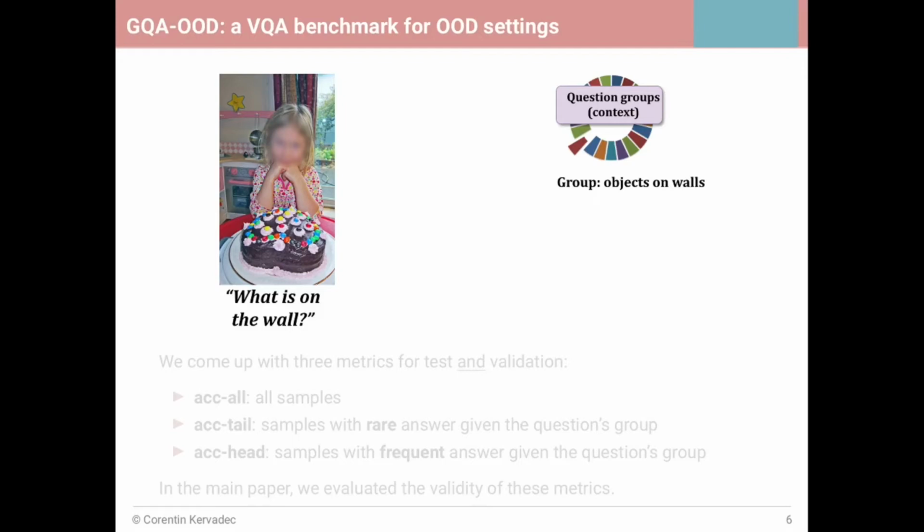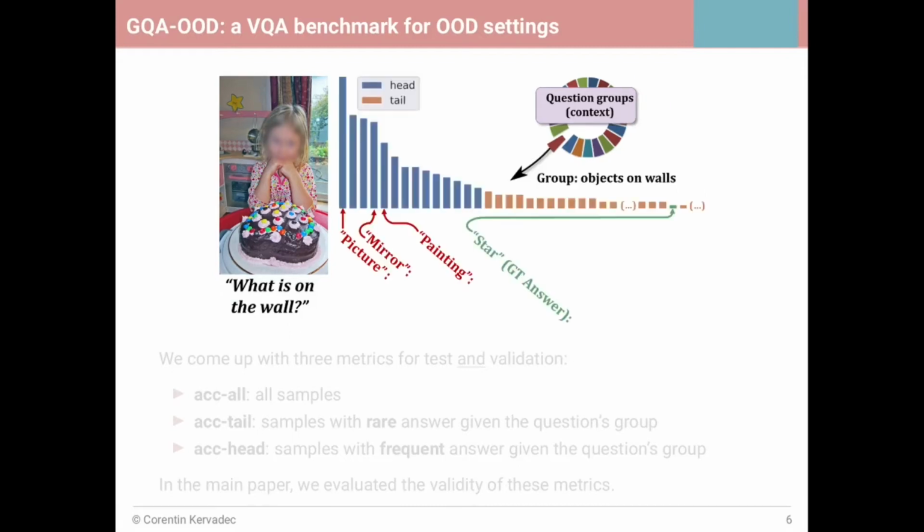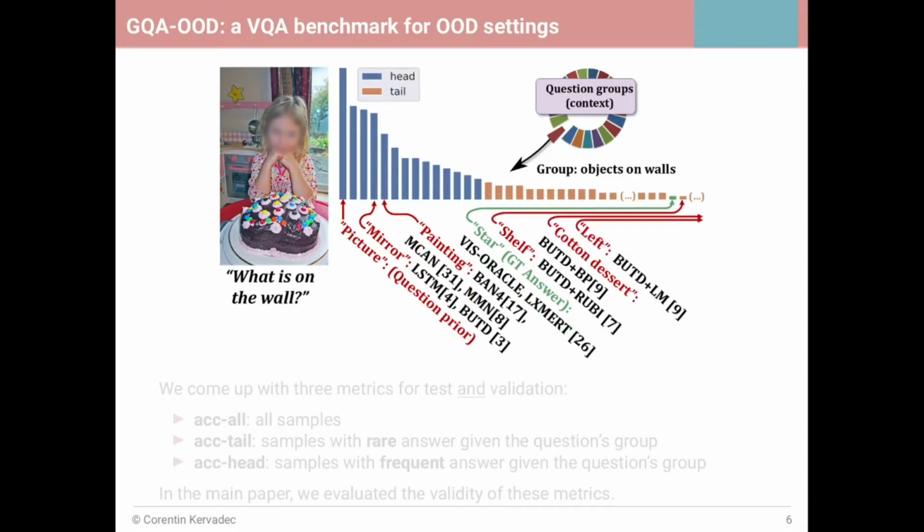First, we split the dataset into fine-grained question groups. In the example, this is the group addressing object on the wall. For each group, we construct the answer histogram based on the frequency. Some answers are very frequent, and others are rare, such as a star. We see that a majority of the state-of-the-art models fail to provide the correct but rare answer.